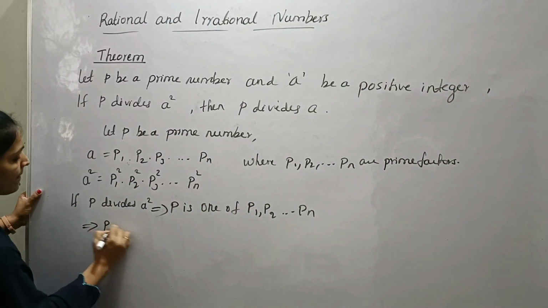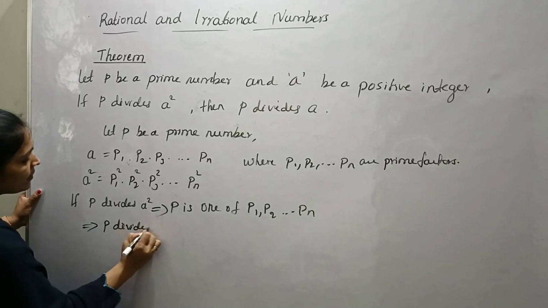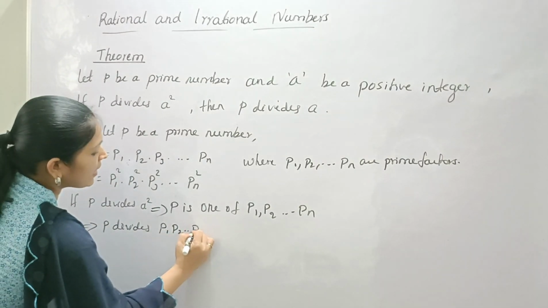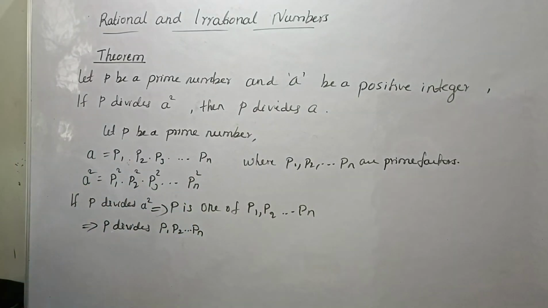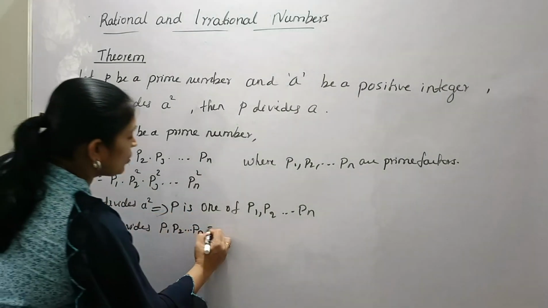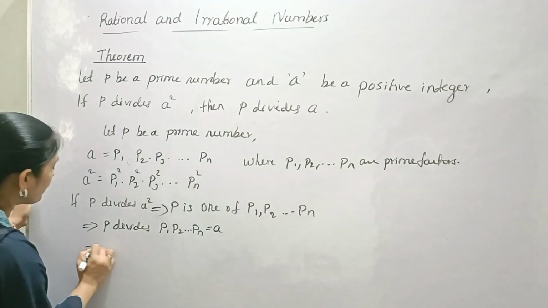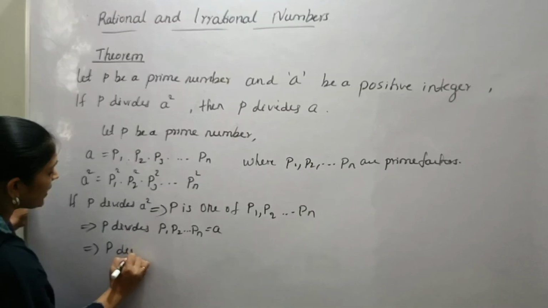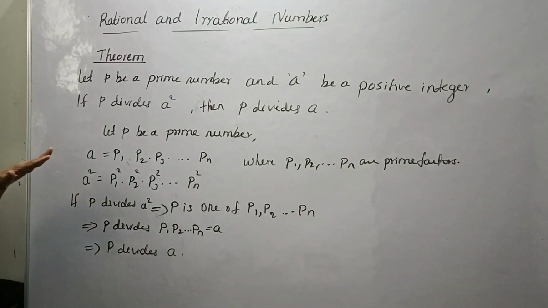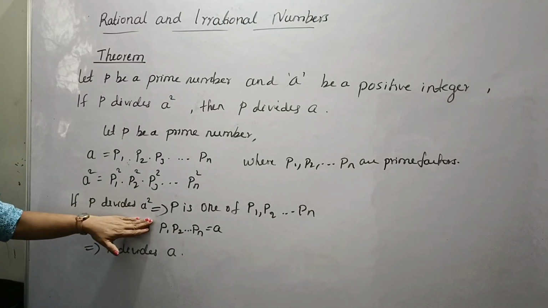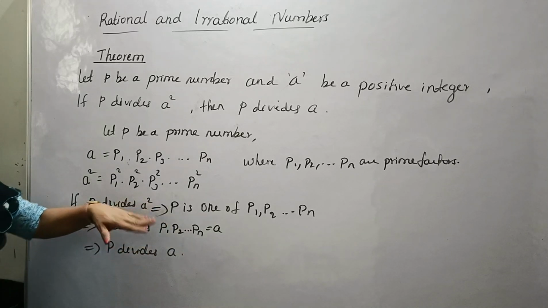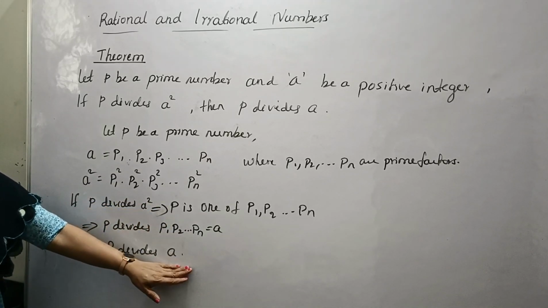That implies p divides p1 into p2 into etc. into pn. Right? What is p1 into p2 into etc. into pn? That is equal to a. That implies p divides a. So here we have got, if p divides a square, then p divides a. That means p is a prime factor of a.